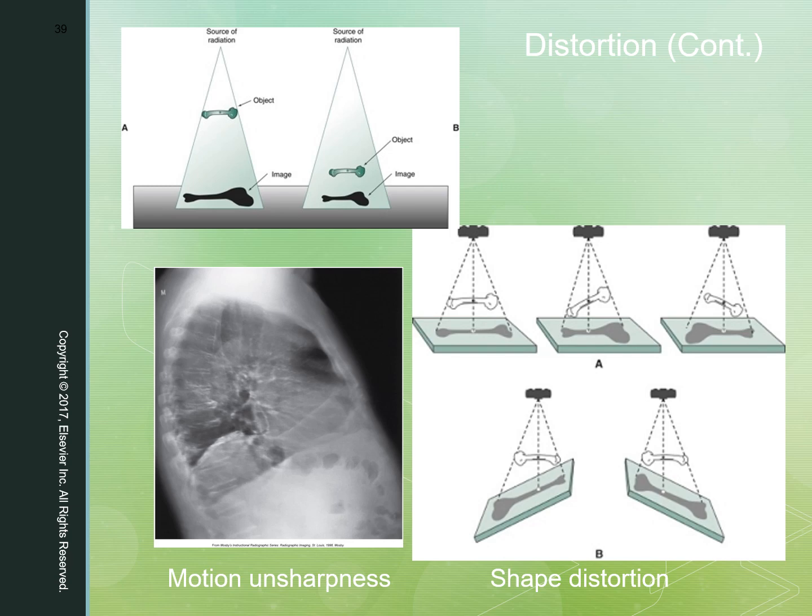Here's where we're angling the body part. Our central ray is good, our image receptor is good, but our body part is angled, and you see how you're going to foreshorten one end and elongate the other. And then here we have a good beam, we have a good anatomic position, but we have an angled image receptor, and again, it's going to foreshorten one and elongate the other.